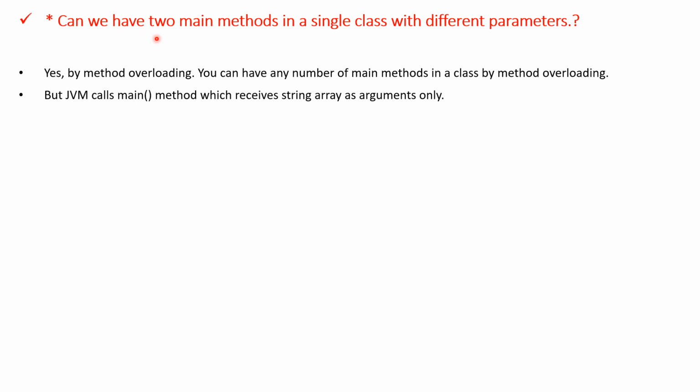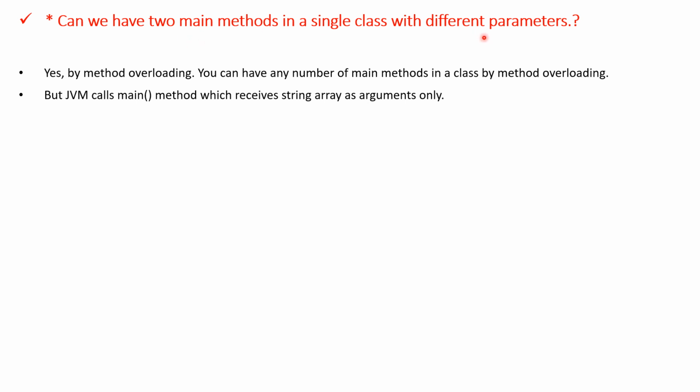Can we have two main methods in a single class with different parameters? This is one of the most important as well as a tricky question. In our Java application, we will have a main class with the main method, where the application will start running. So they are asking whether in a single class we can have two main methods with different parameters.